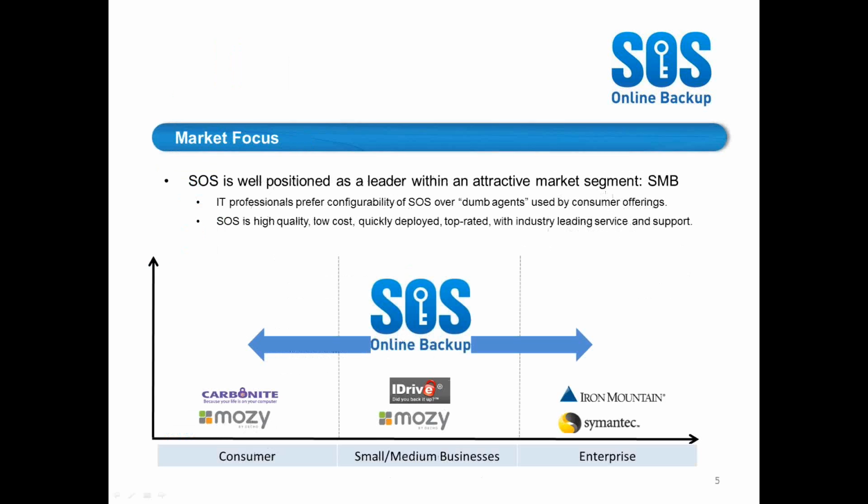Some of these other brands on this slide you might be familiar with, and this slide just attempts to position those other brands in terms of their focus. Obviously, Carbonite and Mozy are very much consumer-centric, home user-focused solutions. And then Iron Mountain and Symantec are both very much enterprise solutions, very expensive to use. Where we sit and where we like to focus is on that 5 to 50 employee small business.